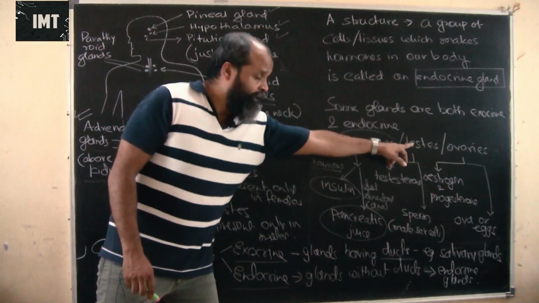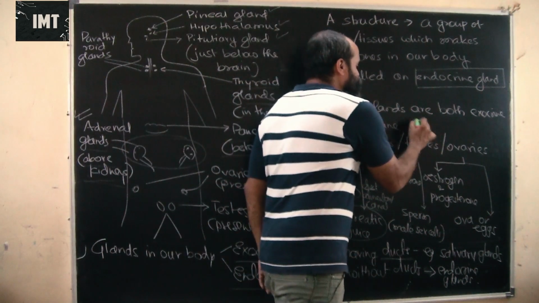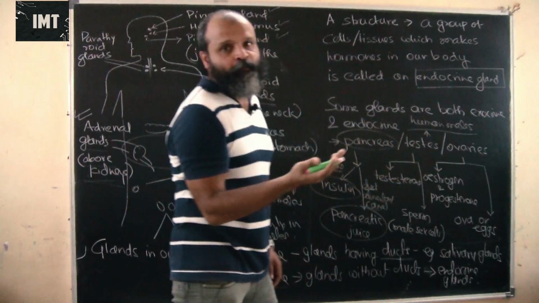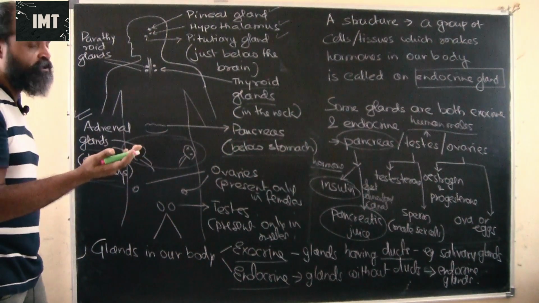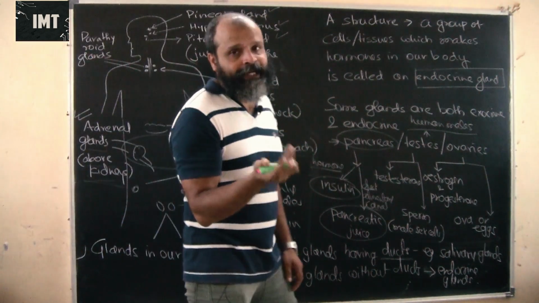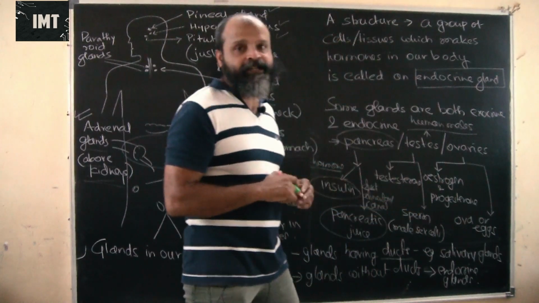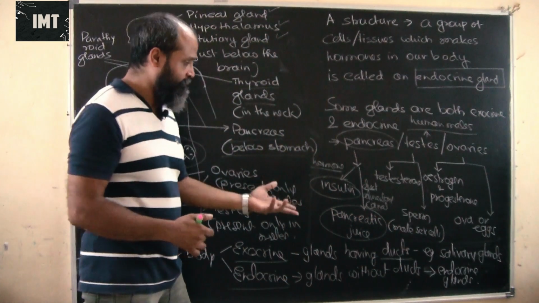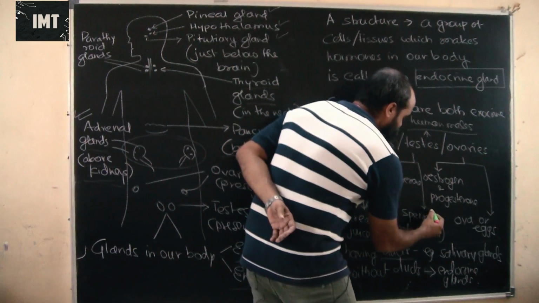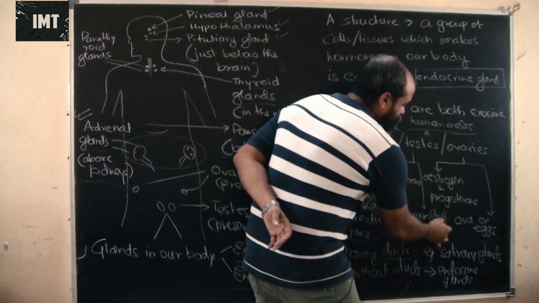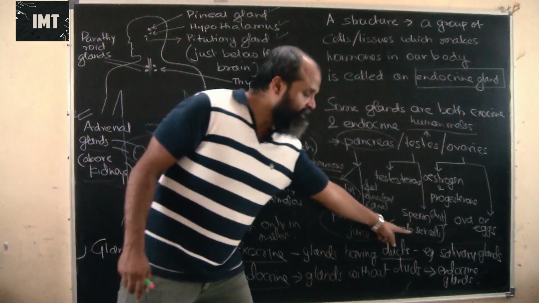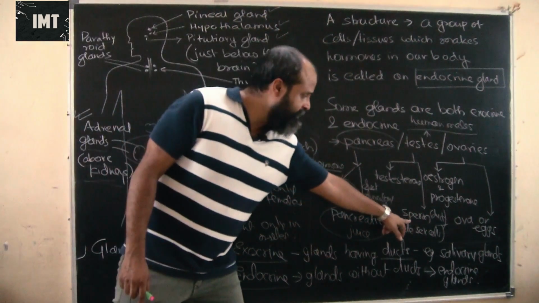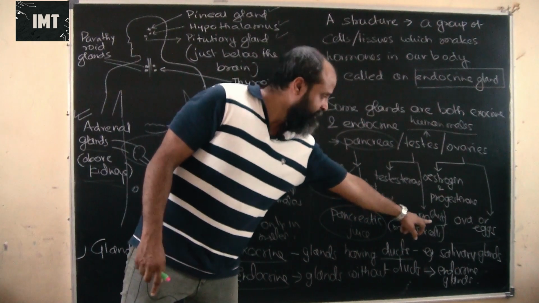Next, the testes, which are present only in human males. The testes are again glands which are both exocrine and endocrine. How are they exocrine? They produce sperm, or male sex cells, which are released into a duct. So sperm cells are produced by males and are released into the duct.